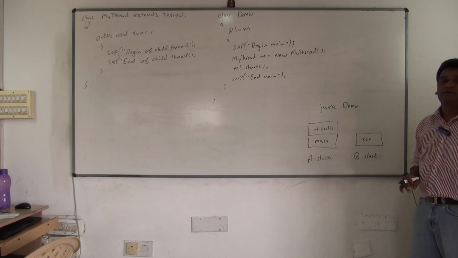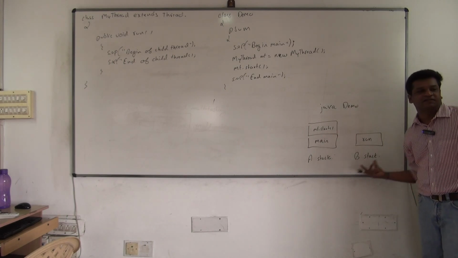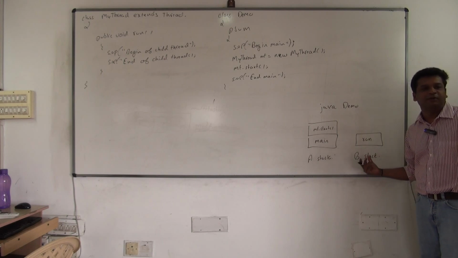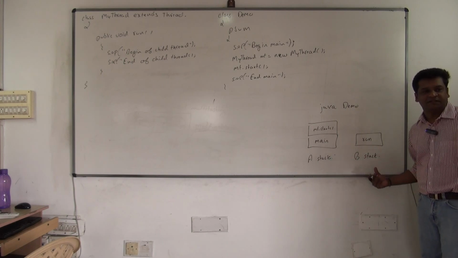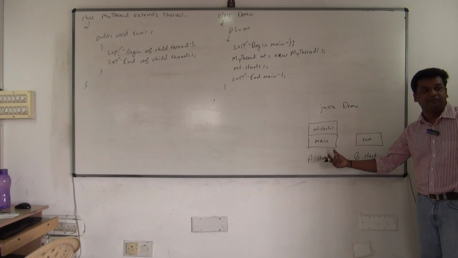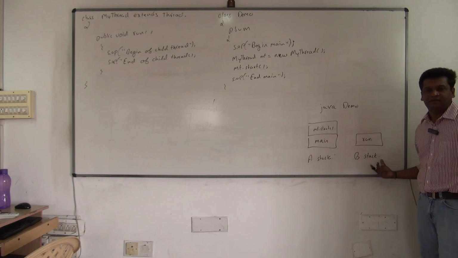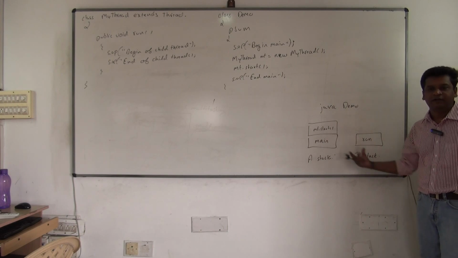How many stacks are there now? Two stacks. So now context switching will be happening like this. Your context switching will be happening between what? A stack and B stack. Sometimes it will go and execute the code from the A stack, the main method, sometimes it will go and execute the logic from this run method. Like this, the context switching will keep happening.